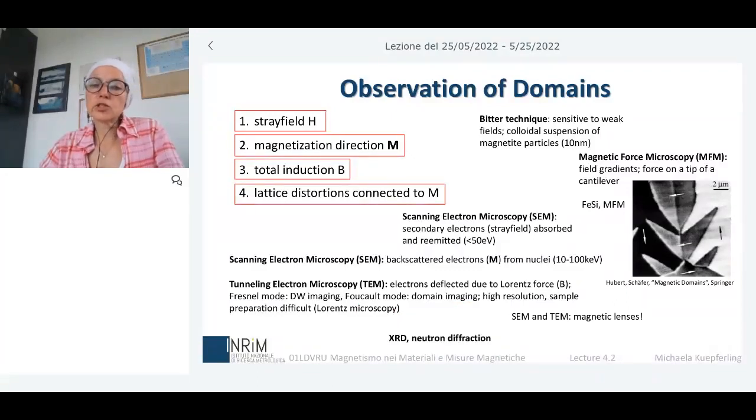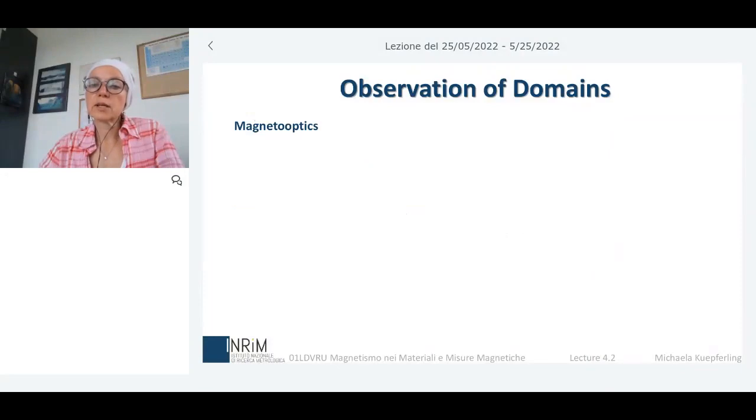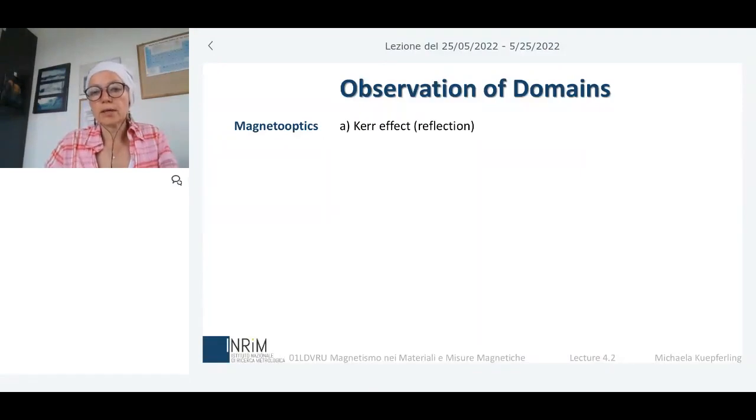And then additionally, of course, we can use techniques like X-ray or neutron diffraction in order to understand something about, for example, lattice distortions connected to the magnetization. And one of the most used techniques, because let's say among the most simple techniques to observe domains, is magneto-optics. And if you come to our lab visit, then you will see this Kerr effect magneto-optics. So it's called MOKE.